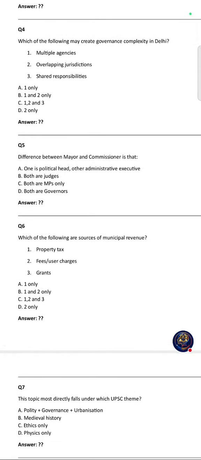Next, difference between mayor and commissioner is that A. One is political head, other is administrative executive, B. Both are judges, C. Both are MPs, D. Both are governors. Difference between mayor and commissioner is that one is political head and other is administrative executive. A option is correct.